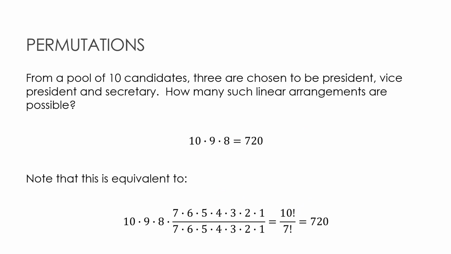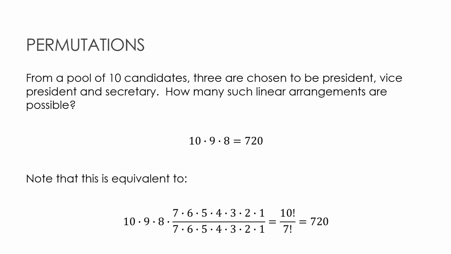So let's take a look at an example that should be pretty familiar to us, this same concept we talked about before, and then we'll talk about how this relates to permutations. So say I have a pool of 10 candidates and 3 are chosen to be president, vice president, and secretary. How many such linear arrangements are possible? So this I don't need that permutation definition for because I'm not using all 10 candidates. If I said how many linear arrangements are possible for all 10 candidates, then I would take 10 factorial and find my solution.